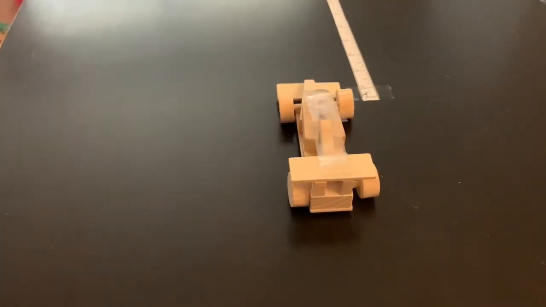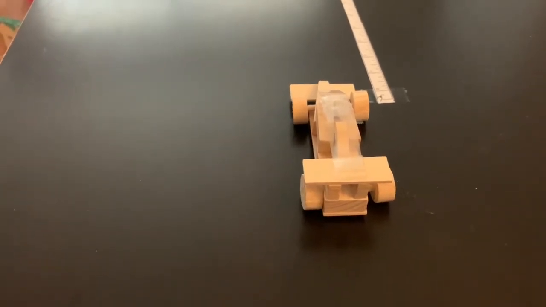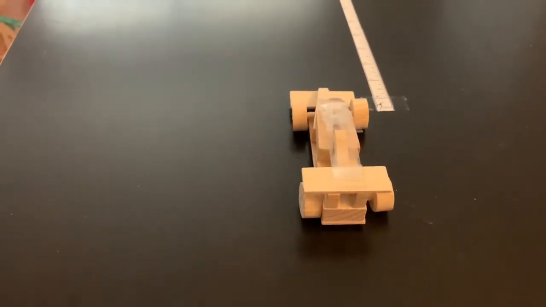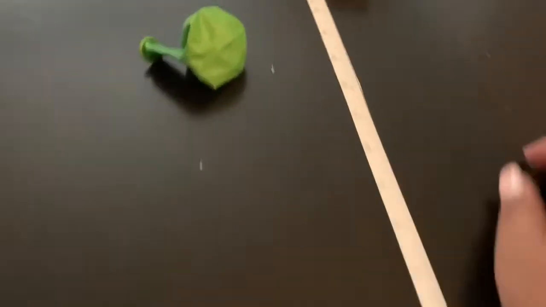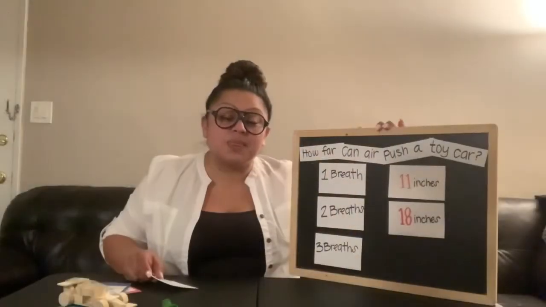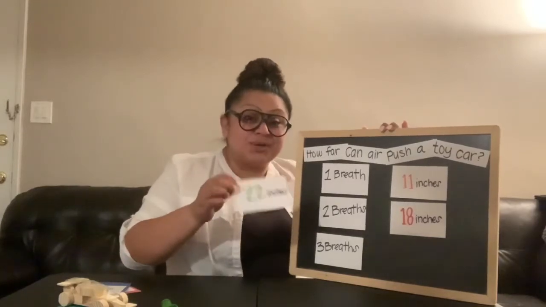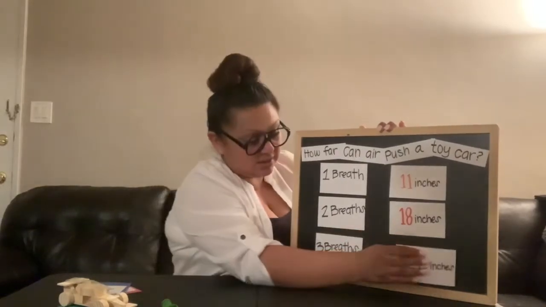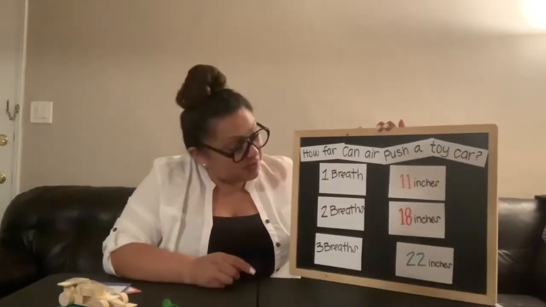Here we go for the third and final time with 3 big breaths. Let's see how far it goes. Here we go. Whoa, let's see how it went over the line. But that's how far it went. Wow, that third time we went a total of 22 inches. First, let's document it. There we go. And now, let's review.